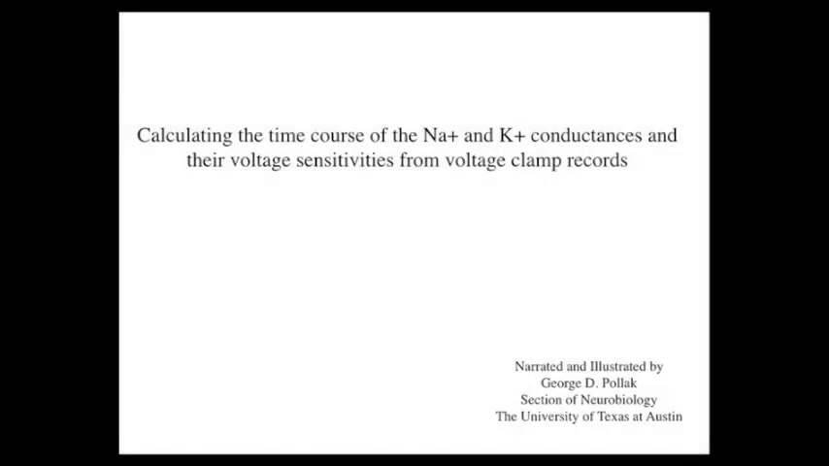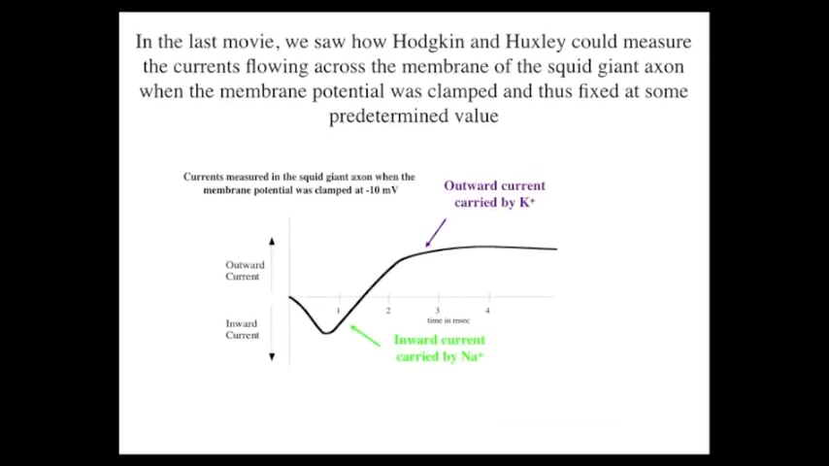In this movie, we're going to discuss how Hodgkin and Huxley calculated the time course of the sodium and potassium conductances and their voltage sensitivities from voltage clamp records. In the last movie, we saw how Hodgkin and Huxley could measure the currents flowing across the membrane of the squid giant axon when the membrane potential was clamped and thus fixed at some predetermined value. In this record here, the value was minus 10 millivolts.